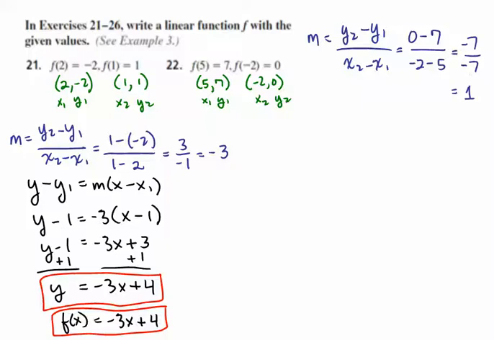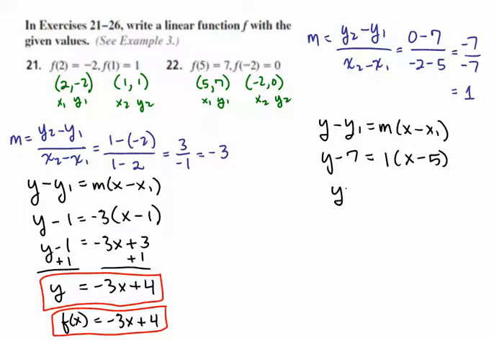We're going to next write the point slope form. Y minus y1 is equal to m times x minus x1, and picking either point, we'll pick the point on the left. Y minus the y value of 7 is equal to 1 times quantity x minus the x value of 5. And that's our point slope form.